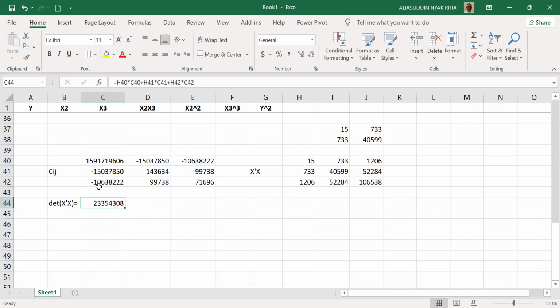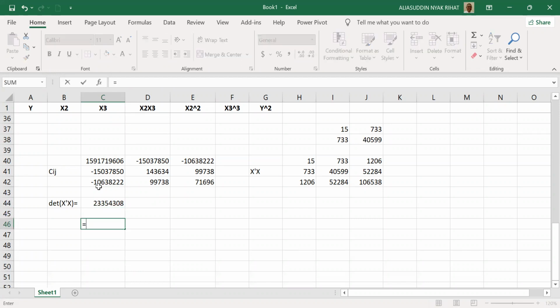We have determinant 223 million something. I want to check another calculation. Suppose we take from here the third row. Same, the same result. This means our calculation is correct.